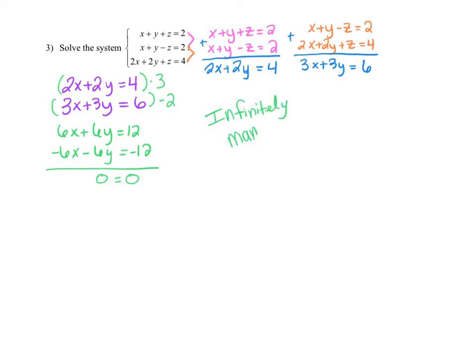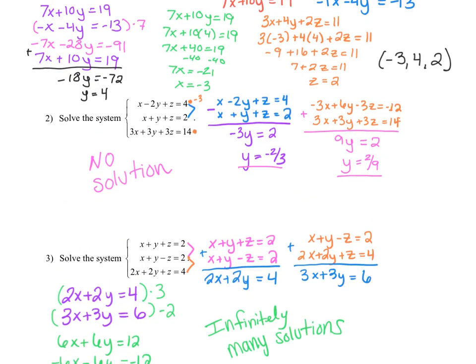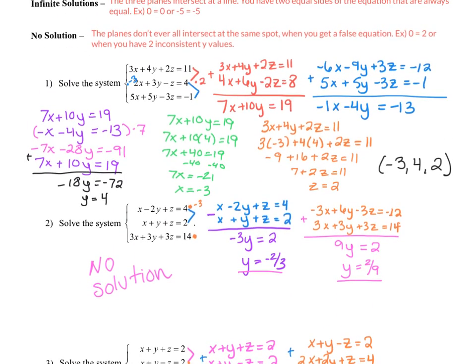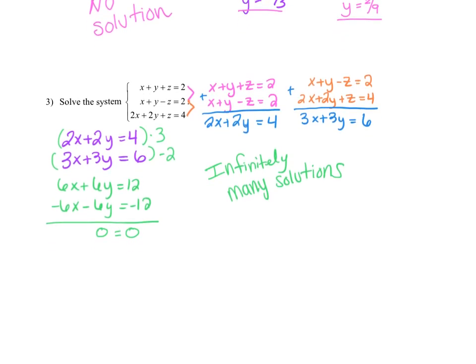Because these three equations don't just meet at one point, they actually meet along a line. And so that way there's infinitely many solutions rather than just one solution. So we went over the 3 different types of solutions we could have: infinitely many, no solution, as well as one solution. Now you're going to give these a try and practice solving 3x3 systems.